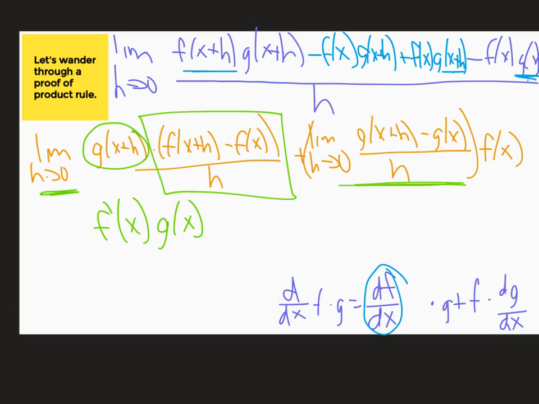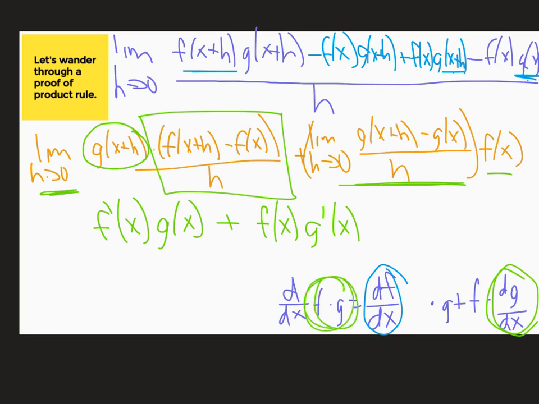This here, likewise, is just g prime. I'm also calling it dg dx down here. And then we have f of x. So that's product rule. The derivative of two functions being multiplied together is: take the derivative of the first, multiply by the second, add the first times the derivative of the second.